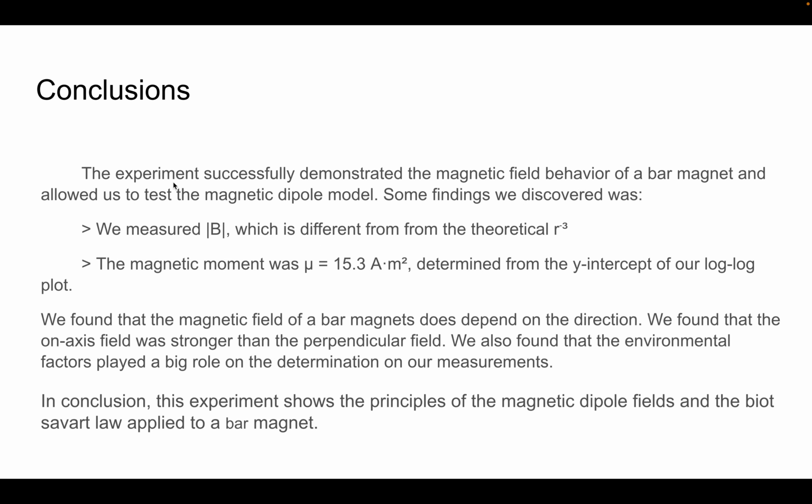We concluded that the experiment successfully demonstrated the magnetic field behavior of a bar magnet and allowed us to test the magnetic dipole moment. Some findings we discovered: we measured B, which is different from the theoretical 1 over r cubed. The magnetic moment was 15.3, determined from the y-intercept of our log plot. We found the magnetic field of a bar magnet depends on the direction, and that the on-axis field was stronger than the perpendicular field, which makes sense. We also found that environmental factors played a big role in the determination of our measurements.